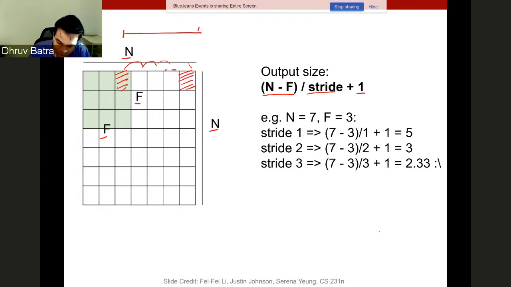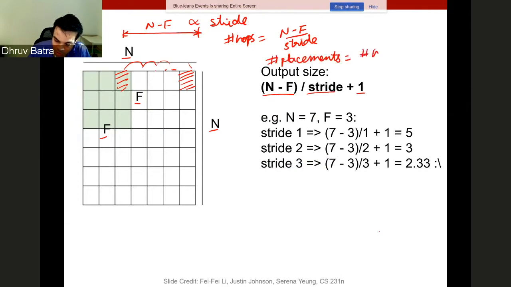And so this distance is n minus f. That's the distance that the last pixel has to travel, and that has to be proportional to stride. So the number of hops that this filter makes is (n minus f) divided by stride, and the number of placements of the filter is the number of hops plus 1, because the very first placement is also a valid placement. And that's how you get this (n minus f) by stride plus 1 expression.